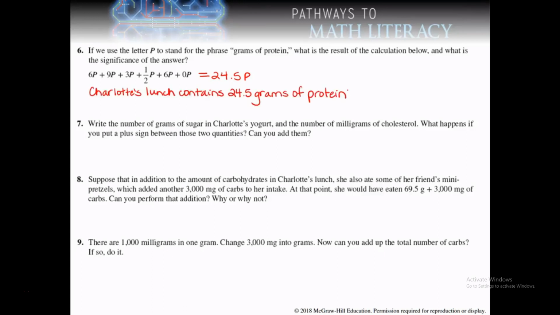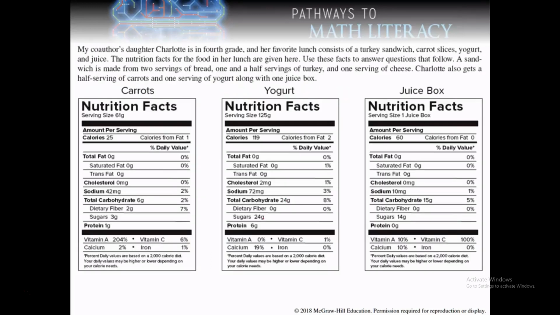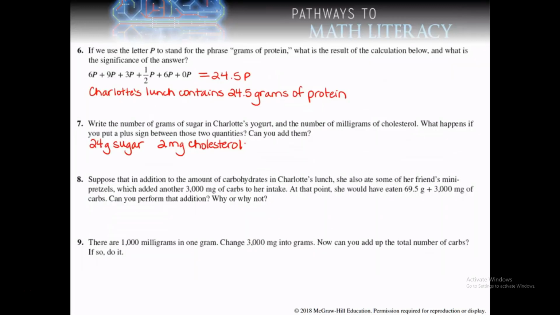In 7, we're supposed to write the number of grams of sugar in Charlotte's yogurt and the number of milligrams of cholesterol. So let's look at the information from the yogurt. And there are 24 grams of sugar and 2 milligrams of cholesterol. And so then it asks what happens if you put a plus sign between those two quantities. Can you add them? Well, no, you can't, because those are amounts of two completely different things. So if you tried to throw them together and add the numbers together, it wouldn't mean anything.